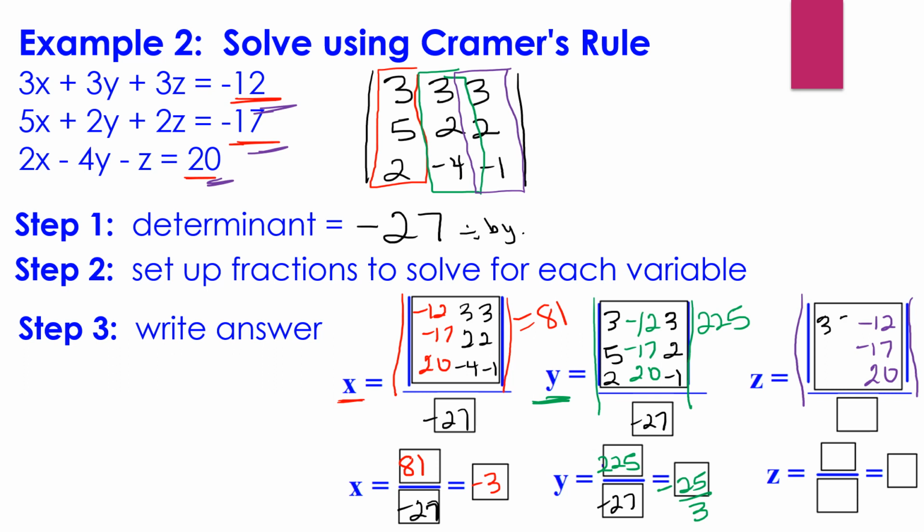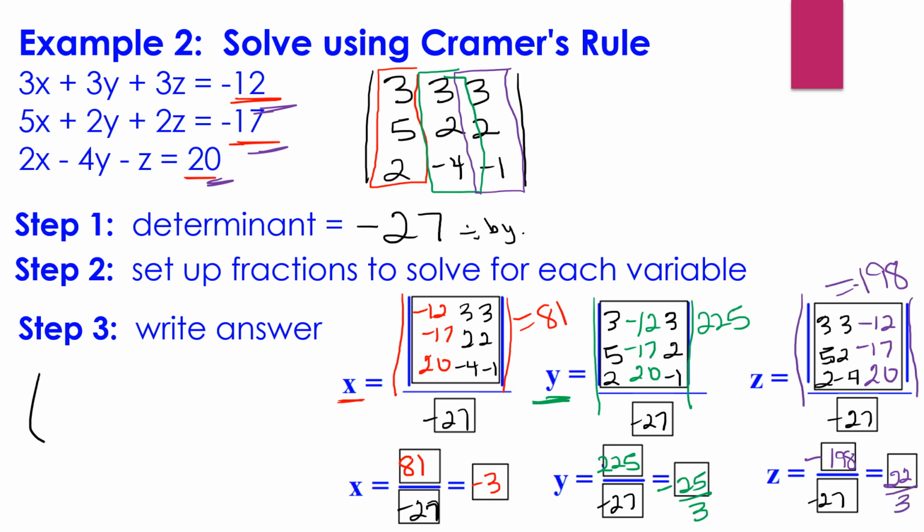Row 1 is 3, 3, negative 12. Row 2 is 5, 2, negative 17. And row 3 is 2, negative 4, 20. Again, the original determinant of the coefficient matrix is negative 27. The determinant of our Z matrix ends up being negative 198. So negative 198 divided by negative 27 is going to give us a positive value. It doesn't simplify evenly either, so it's 22 over 3.